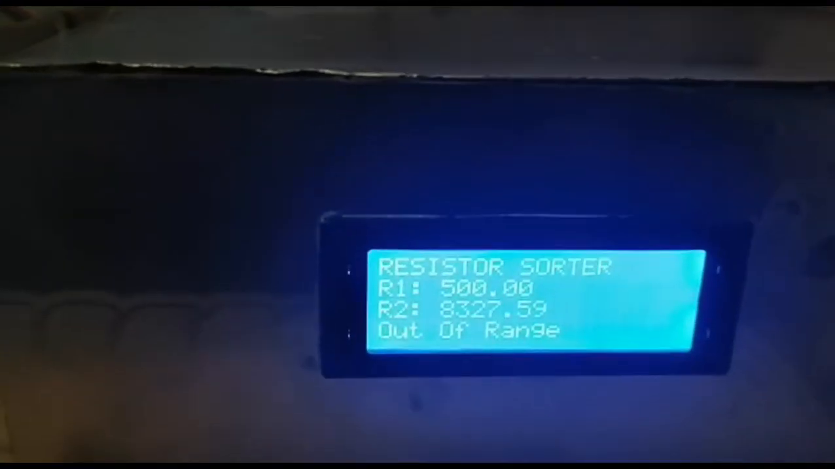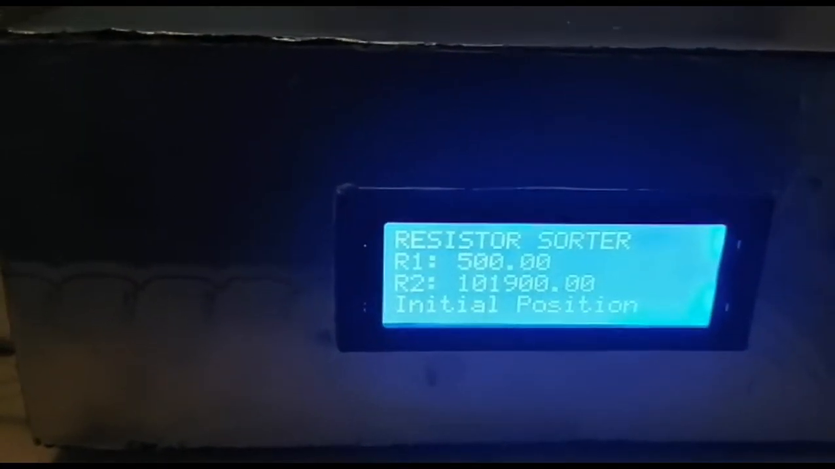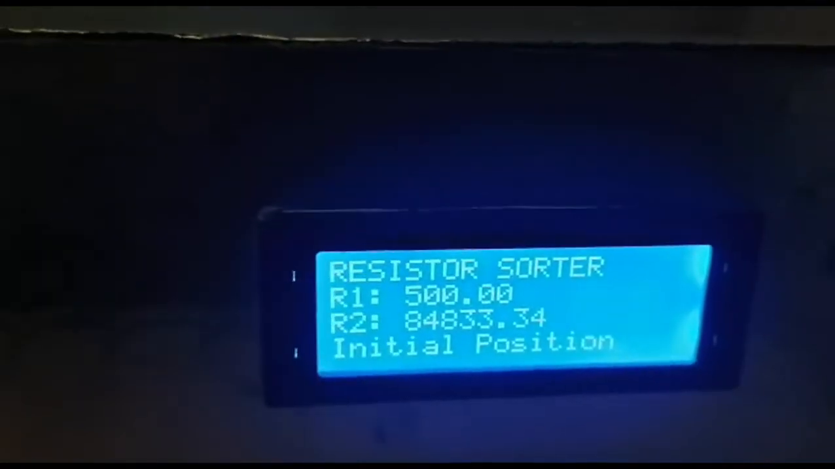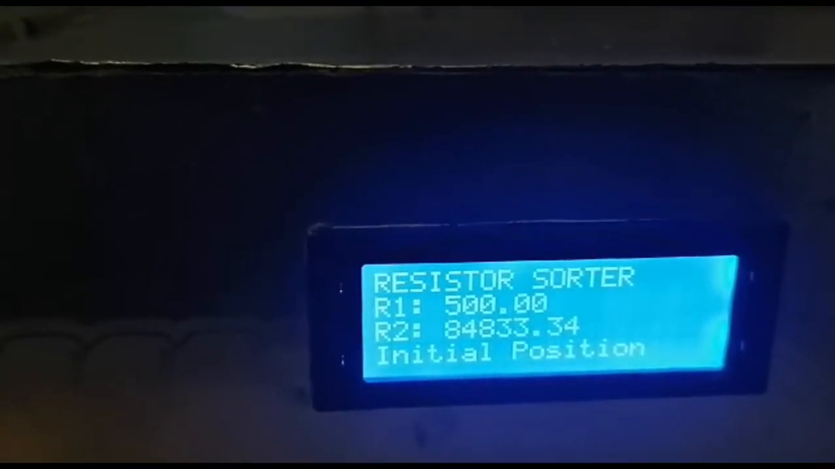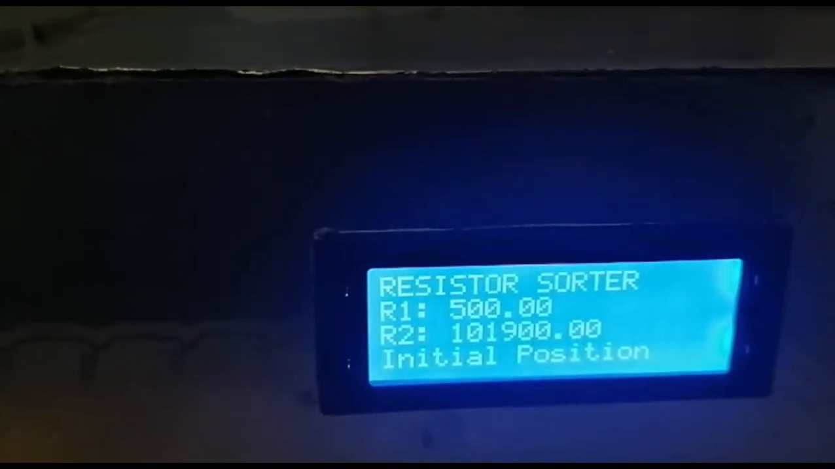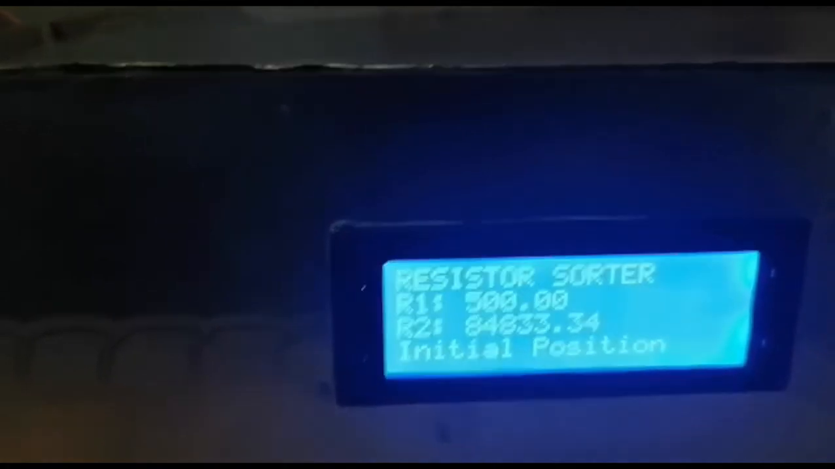The value is quite different from the real value of the resistor, because we set R1 as 500 ohm. So if the measured resistor and known resistor values have a high difference, the reading becomes unstable. That's all for my presentation and my demonstration. Thank you very much.